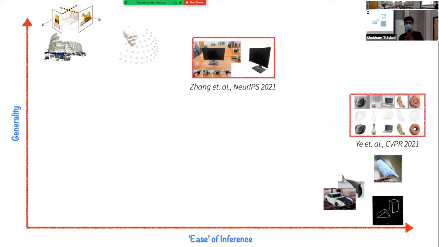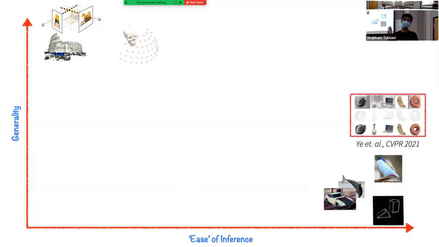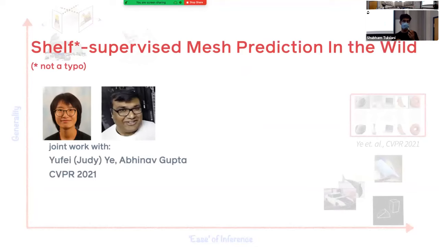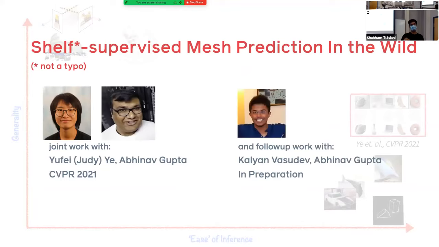So to begin with, I want to focus on the first work that still tackles single view reconstruction. And in particular, this is based on a paper by Judy and Abhinav, with me as a collaborator, titled Shelf Supervised Mesh Prediction. And I'll also very briefly touch upon a work that we have in preparation, which is just trying to push the previous work further in some directions.